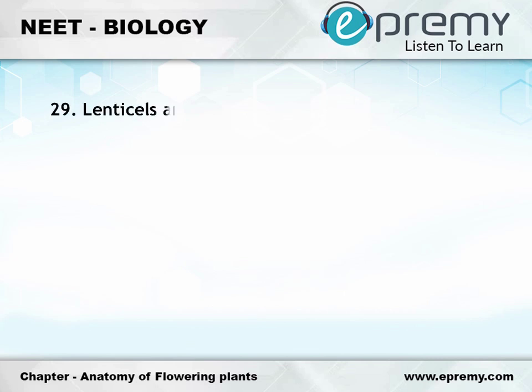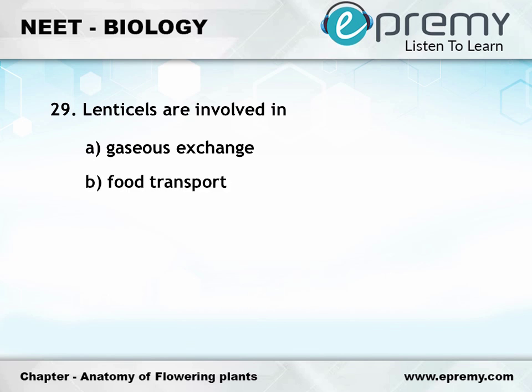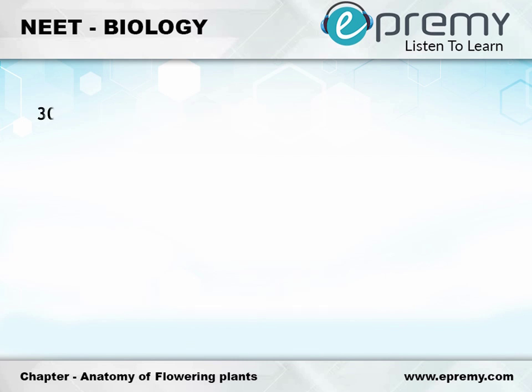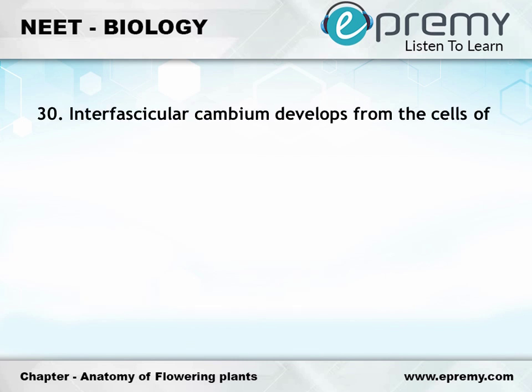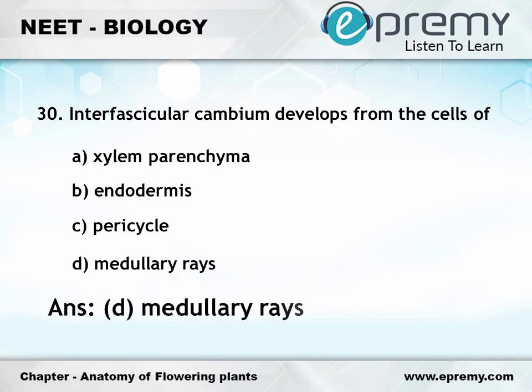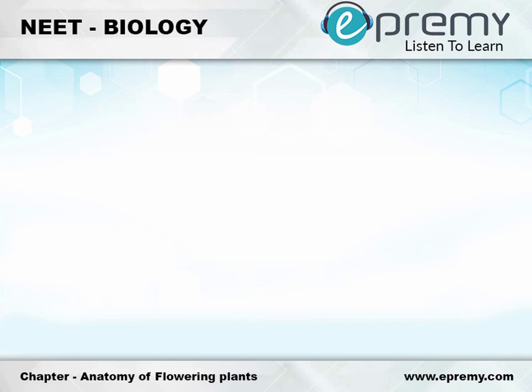Question number 29. Lenticels are involved in option A, gaseous exchange. Option B, food transport. Option C, photosynthesis. Option D, transpiration. Answer is option A, gaseous exchange. Question number 30. Interfascicular cambium develops from the cells of option A, xylem parenchyma. Option B, endodermis. Option C, pericycle. Option D, medullary rays. Answer is option D, medullary rays.